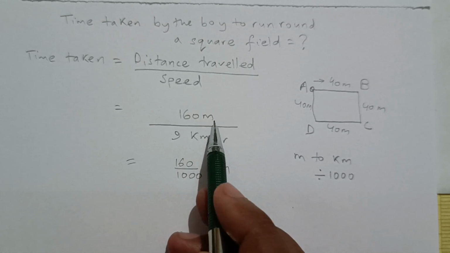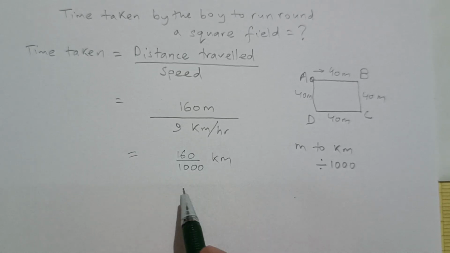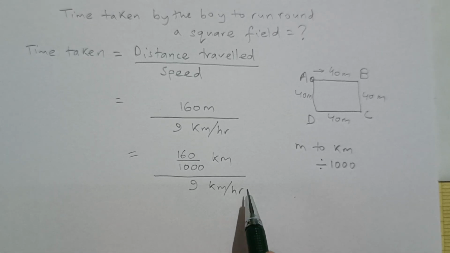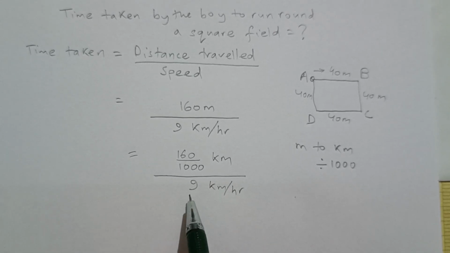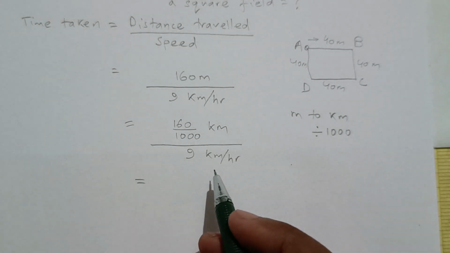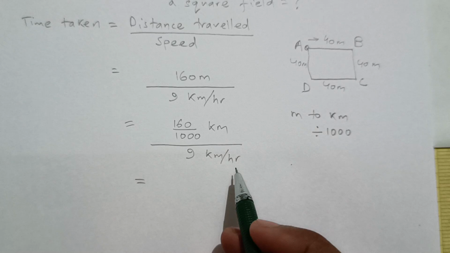So the distance traveled is now 160 divided by 1000 kilometers. And the speed is 9 kilometers per hour. So now both of them are in kilometers, so now you can do this calculation: 160 by 1000 kilometers upon 9 kilometers per hour.